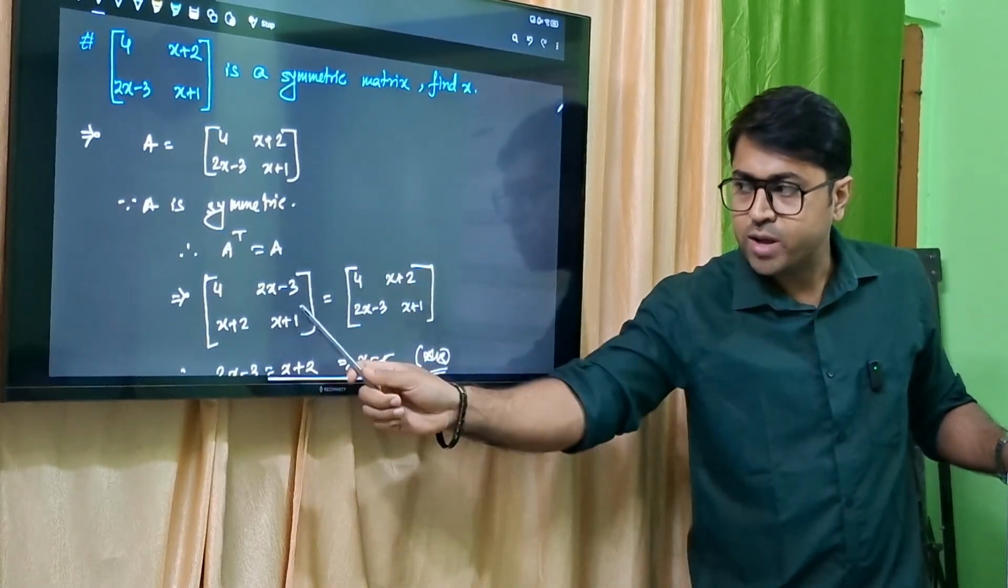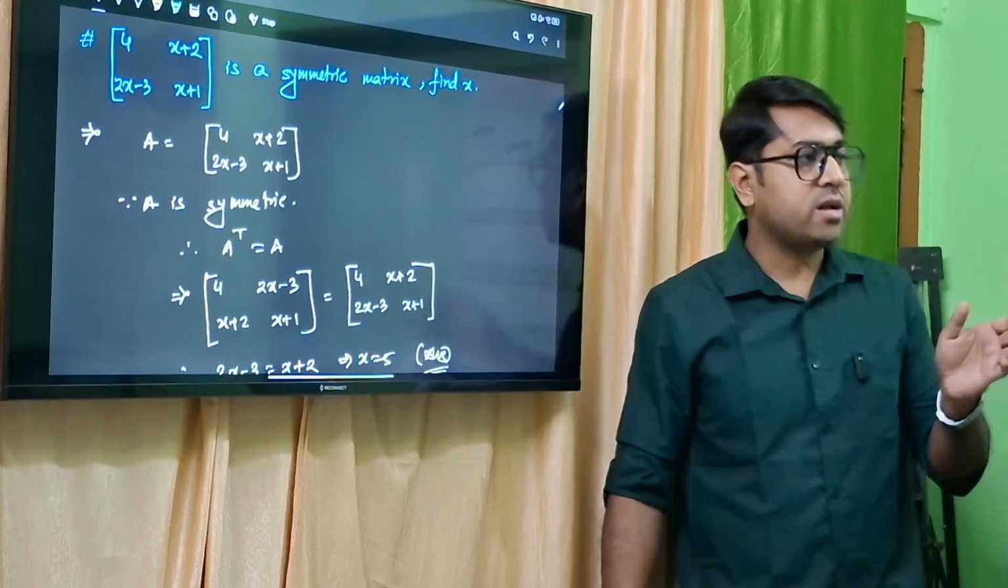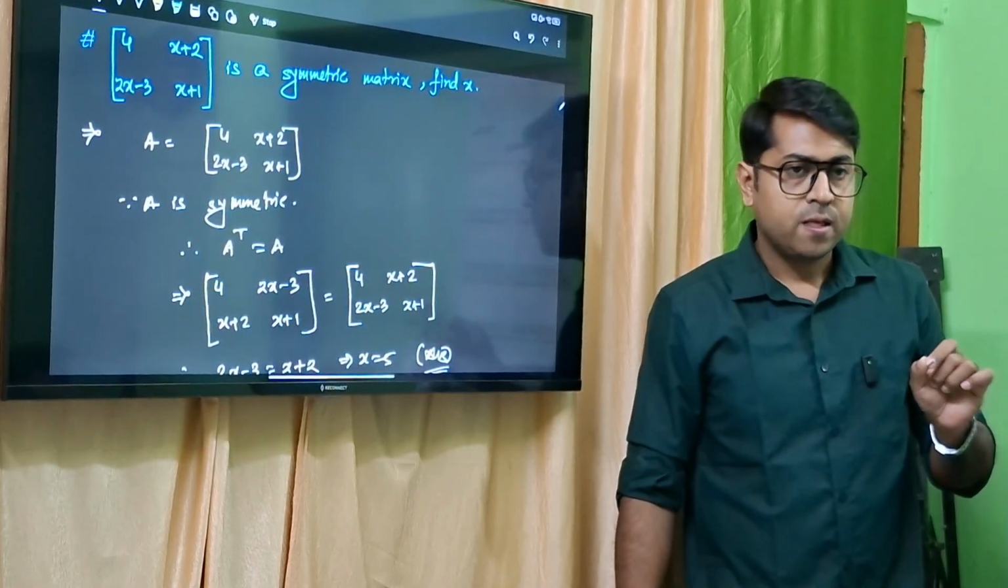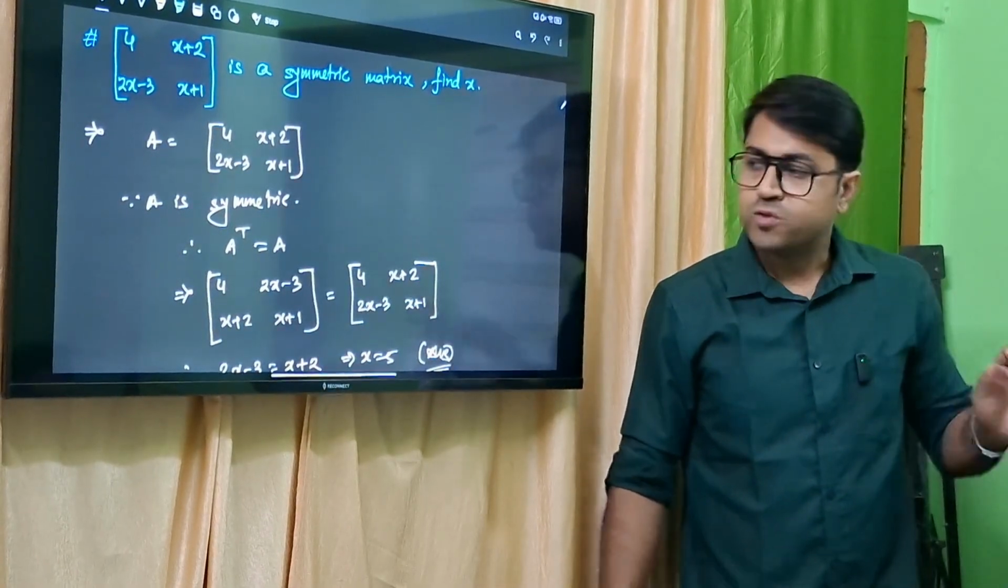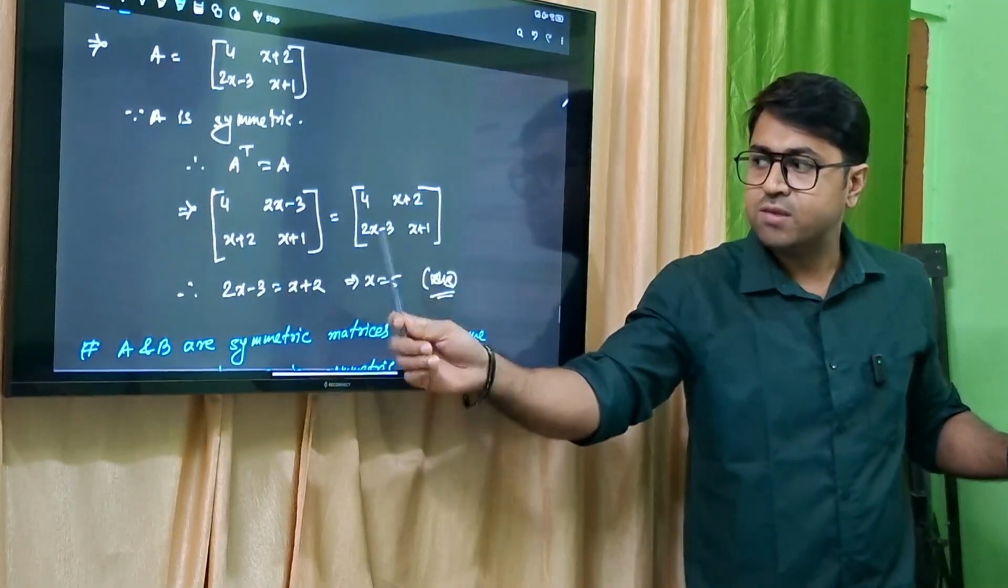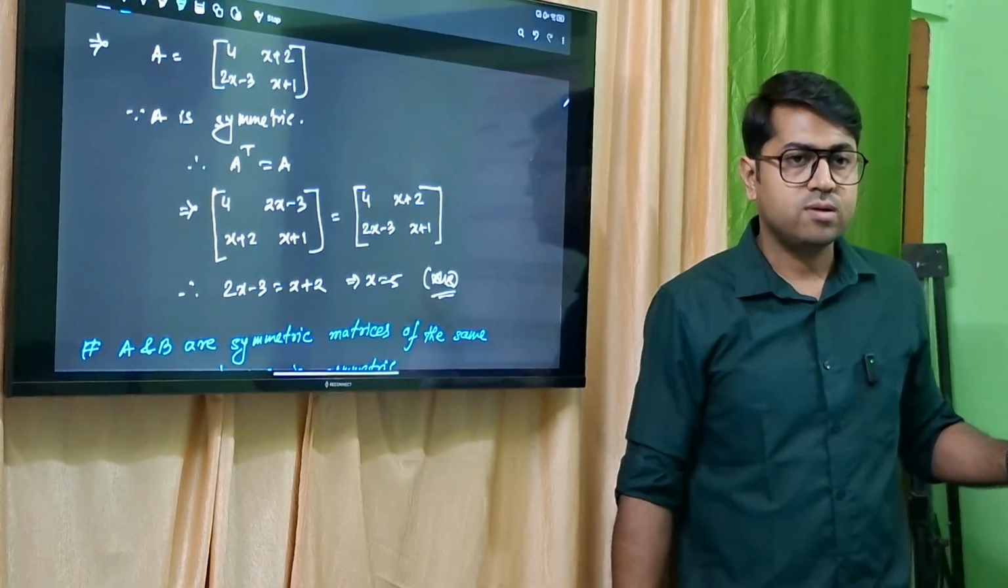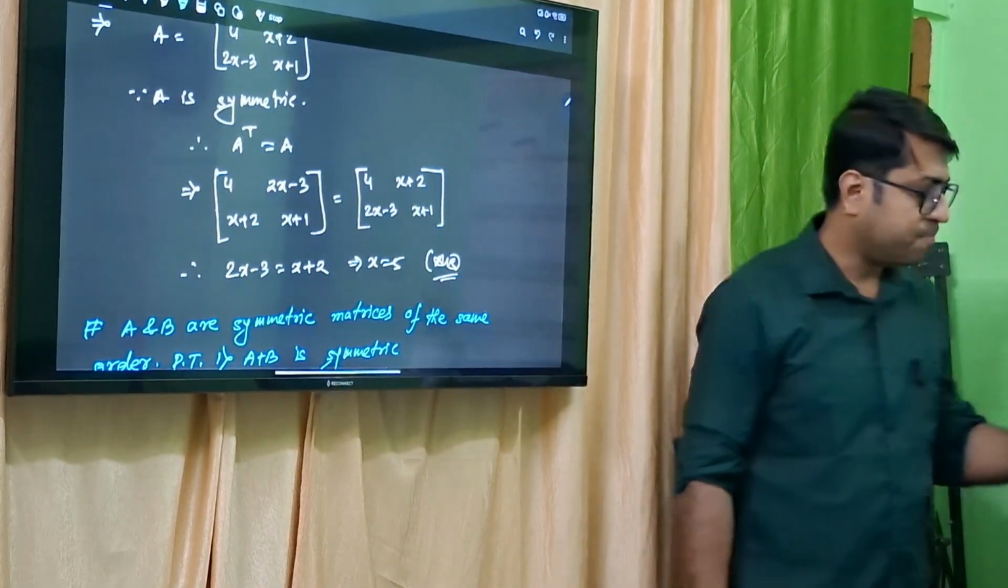So when two matrices are equal, what is the property? Corresponding elements will be equal. So you will make the corresponding elements equal, and you will get the value of x. As simple as that. Clear?